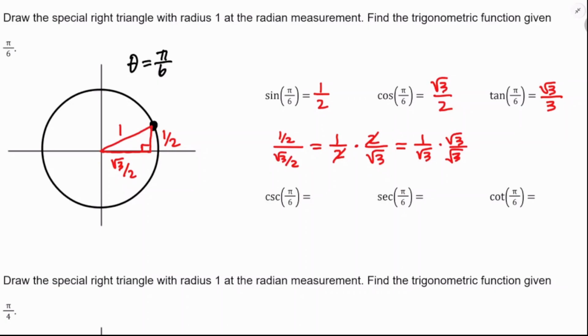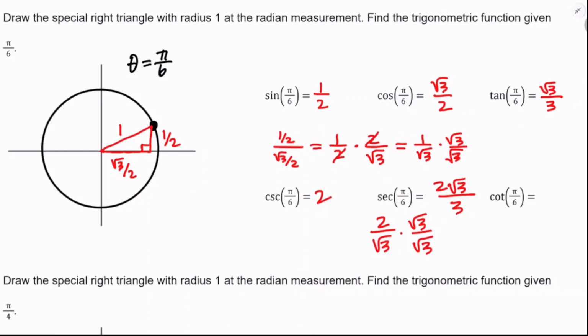Then cosecant, we're going to reciprocate sine, so it's going to be 2 over 1. Secant is going to be 2 over root 3. Okay, that's not simplified radical form, so we're going to multiply root 3 over root 3, and I'll get 2 root 3 over 3.